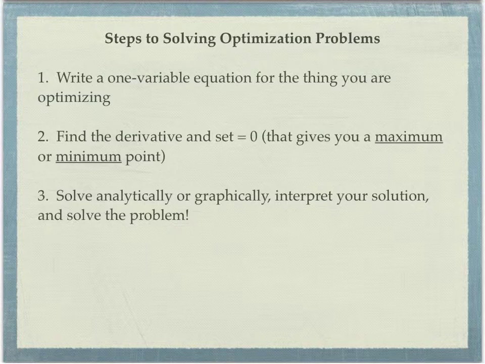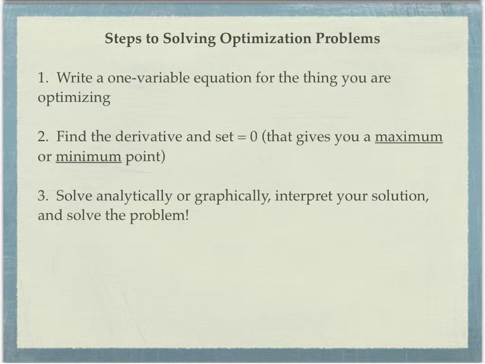Second thing we want to do is find the derivative and set it equal to 0. Again, that's been a common theme this whole chapter, and once again in these types of problems. The reason is that whenever we set that derivative equal to 0, that will tell us a maximum or minimum point, which leads us into the optimizing that we're trying to do in this lesson.